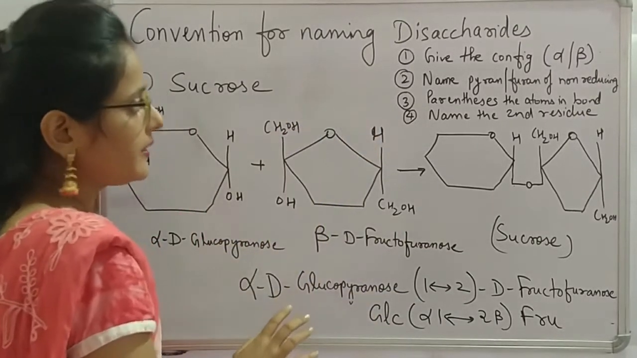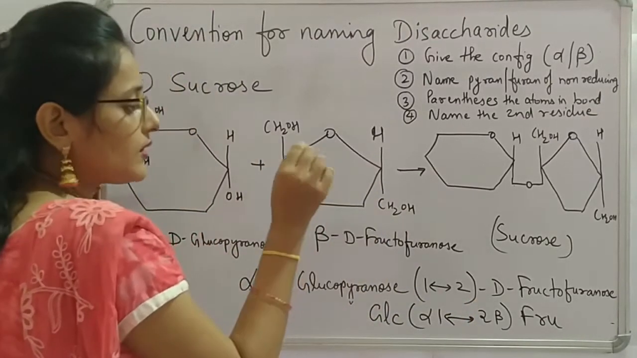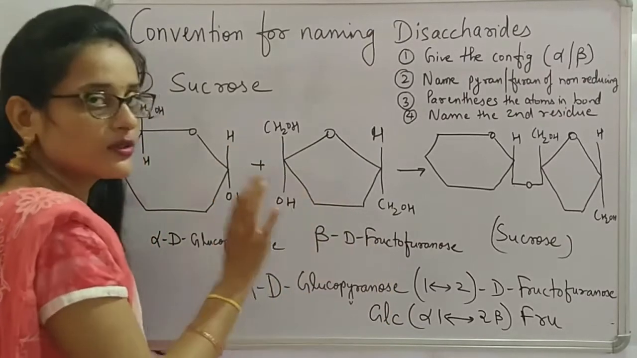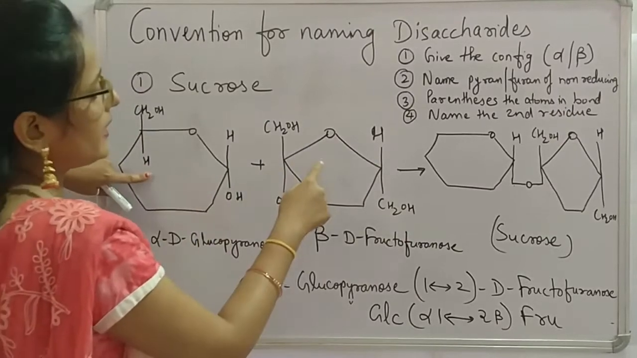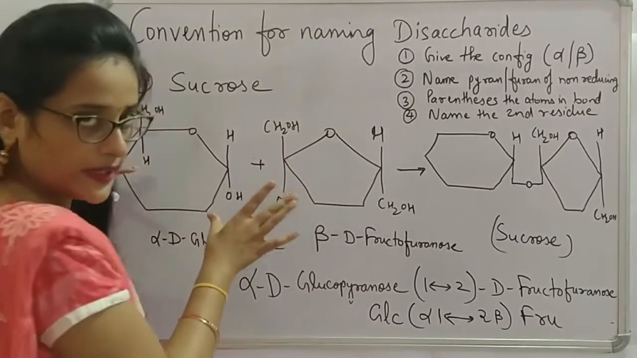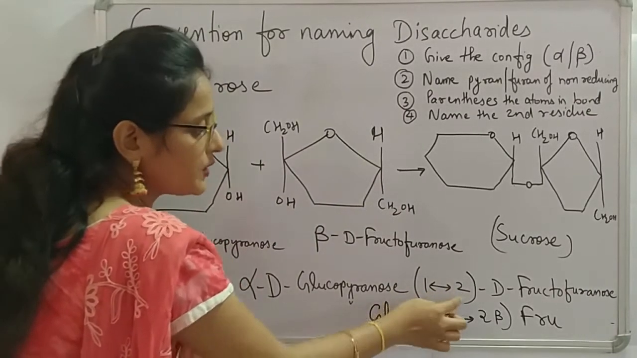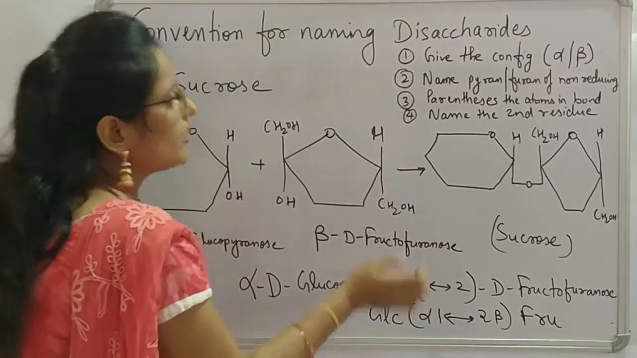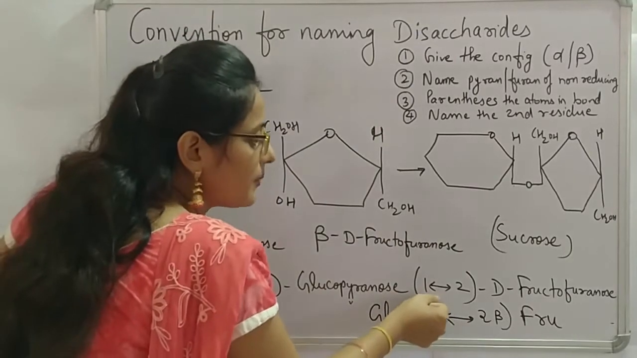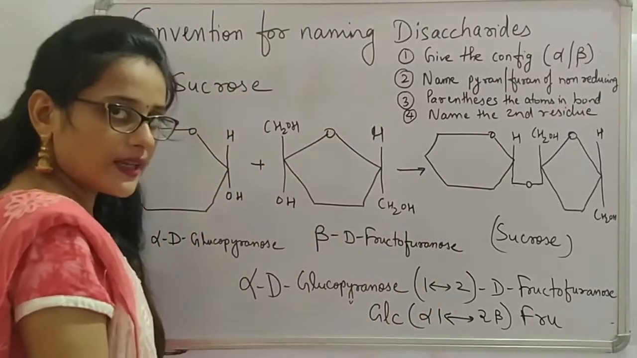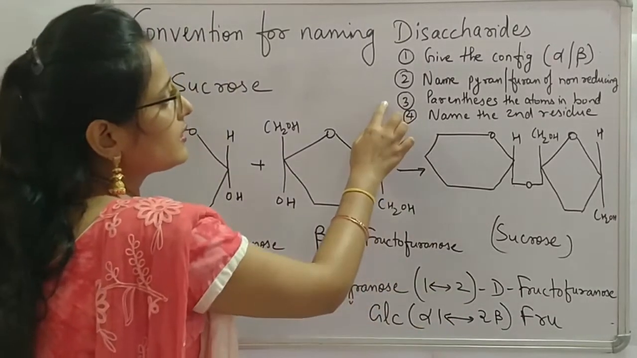The third rule says that within parentheses, that is within brackets, you have to write down the number of carbon which is involved in glycosidic bond formation. Over here, carbon number 1 of glucose and carbon number 2 of fructose are involved in glycosidic bond formation. So in brackets we will write 1 and 2, and in between them we have to represent the glycosidic bond, and as sucrose is a non-reducing disaccharide, we will use a double-headed arrow. In case of reducing disaccharides, we will use a single-headed arrow. So 1 double-headed arrow 2. So this is the third rule.